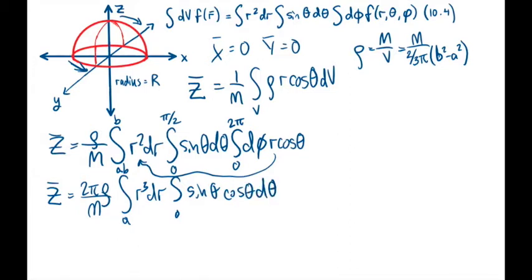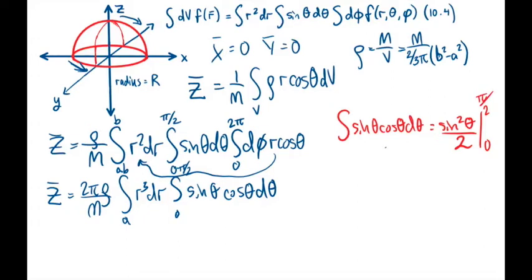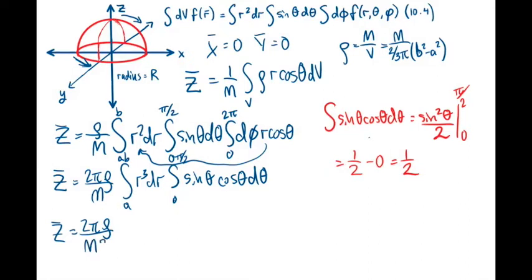Just like in problem 10.5, we can solve the integral of sine theta, cosine theta with u-substitution, and we'll just have a result of sine squared theta over 2. And then we're integrating that from 0 to pi over 2, which is equal to 1/2 minus 0 equals 1/2. So that's just another constant we can pull out in front. So we'll have 1/2 here. And then we're just integrating r cubed dr from a to b.